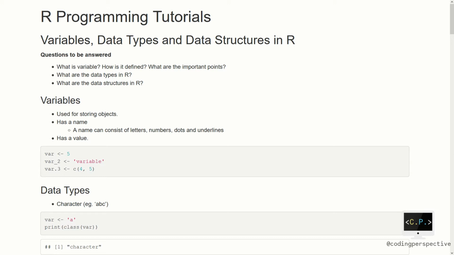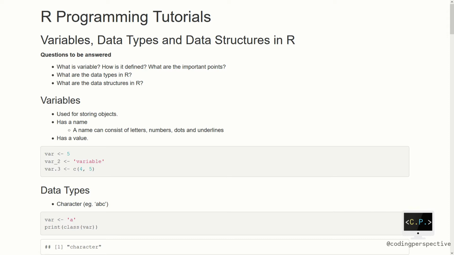Today, we will focus on variables, data types, and data structures, mainly the basics. In any programming language, you need to learn these first. To code well, you need to use them wisely. After watching this video, you will be able to answer these questions. First, what is a variable, how is it defined, and what are the important points? Second, what are data types in R? And third, what are the data structures in R?